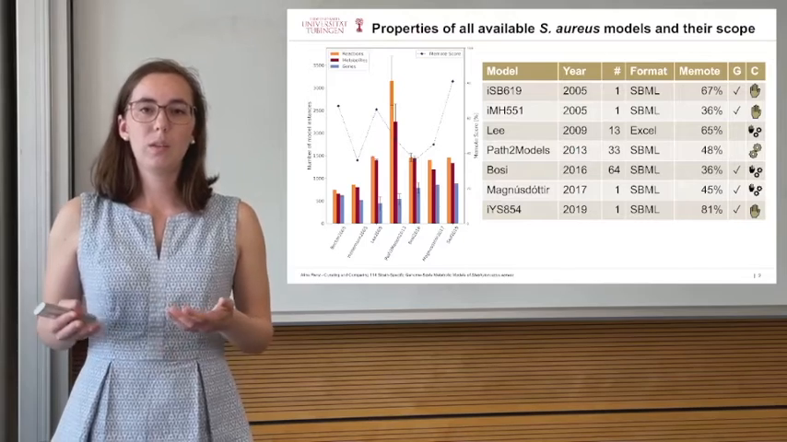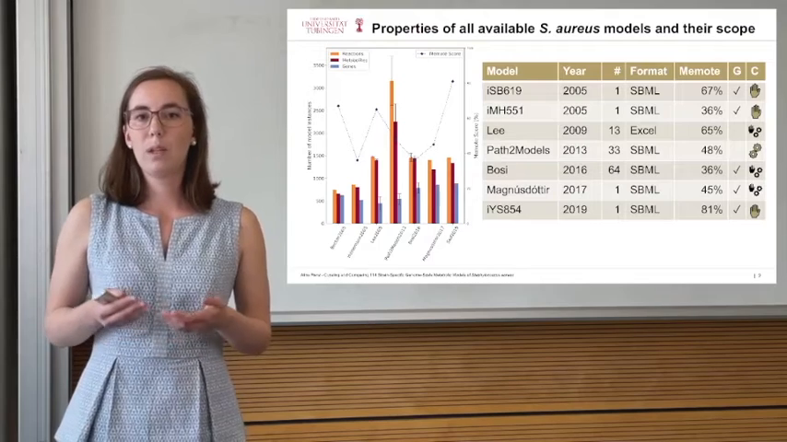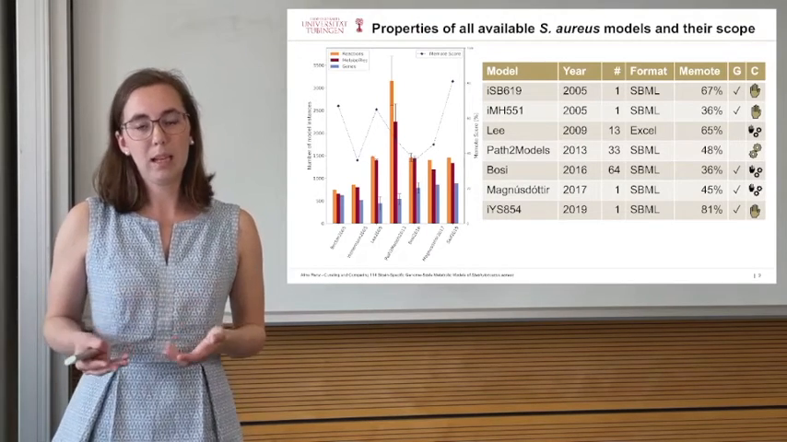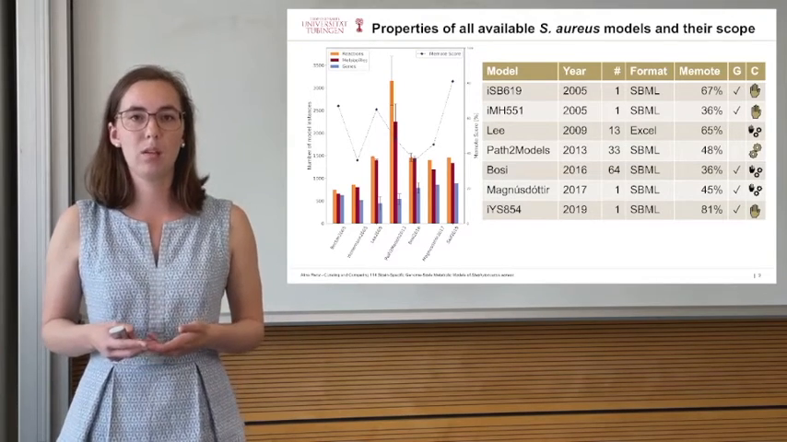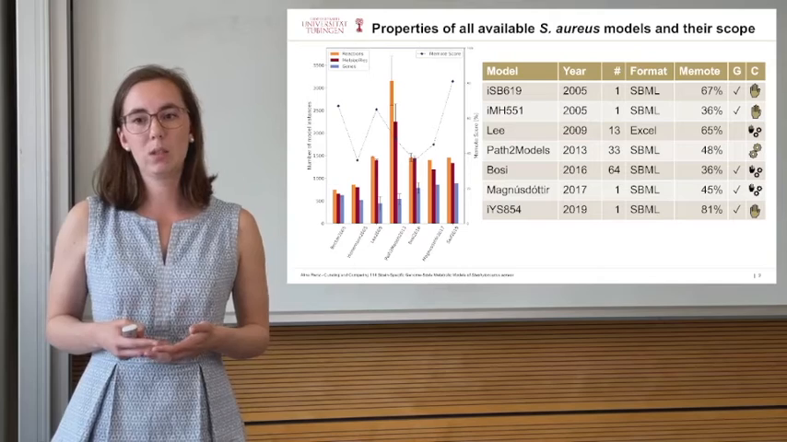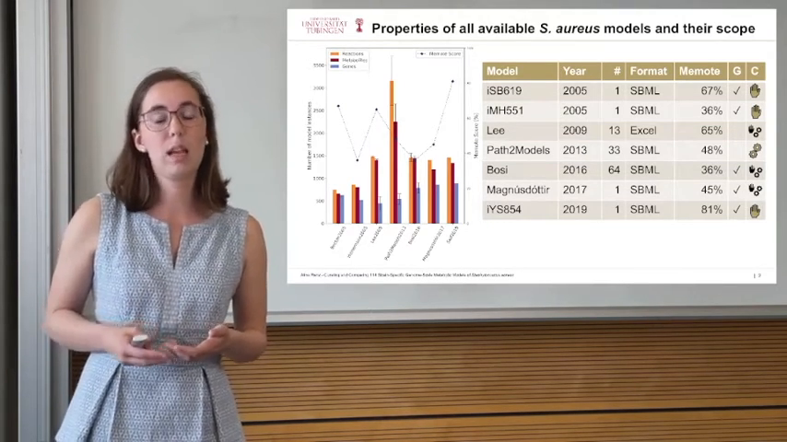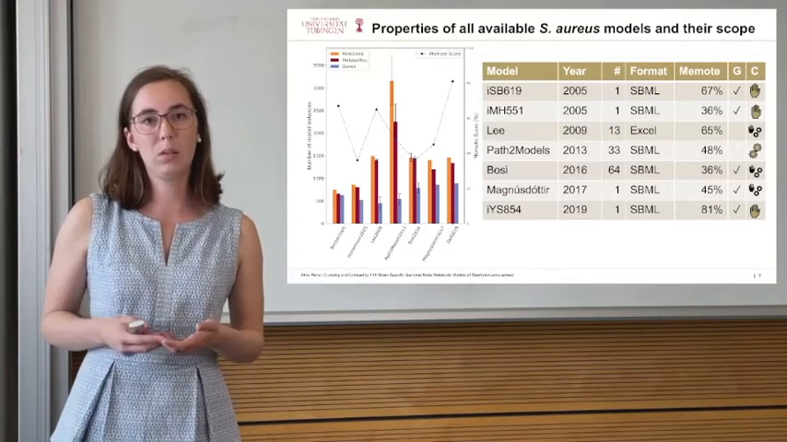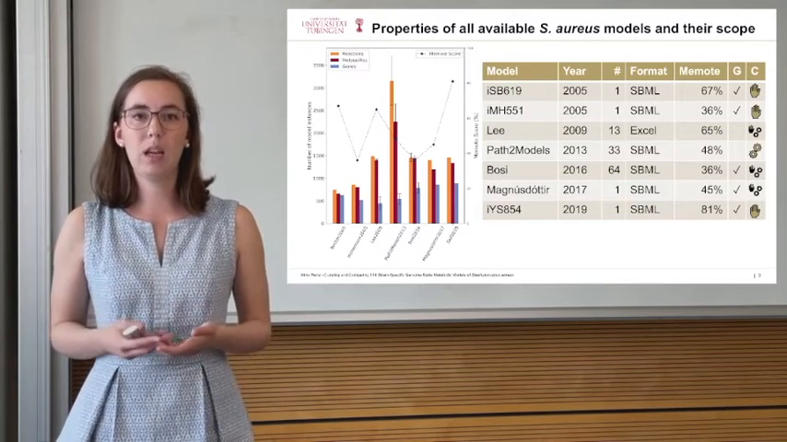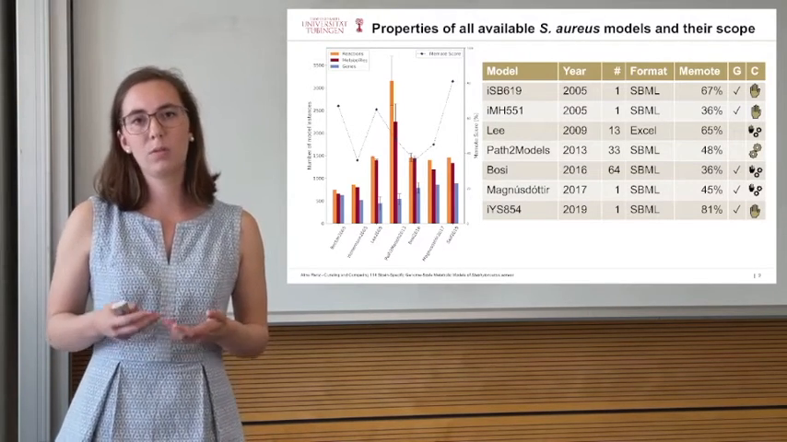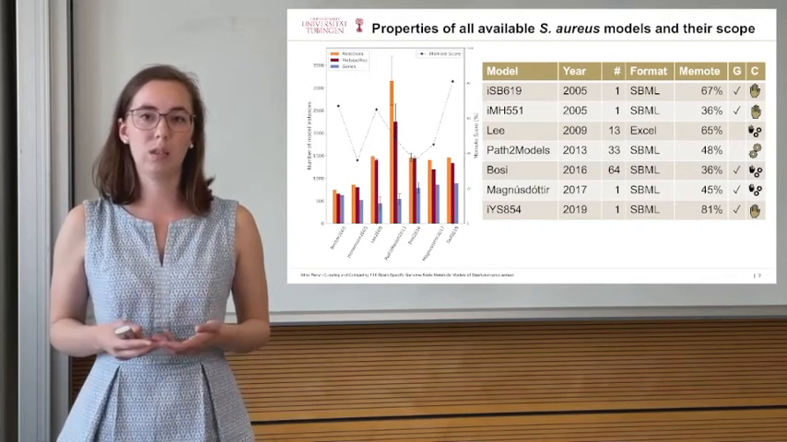To start with, we want to look at the properties of all available Staphylococcus aureus models. We found 7 publications about Staphylococcus aureus and genome-scale metabolic models. The first was published in 2005 by Becker and his colleagues, and they manually curated a genome-scale metabolic model of Staphylococcus aureus. Same accounts for the model of Heinemann and his colleagues, which was also published in 2005 and also manually curated. And the latest publication of a Staphylococcus aureus model from 2019 was published by Seif and her colleagues, and it was also manually curated.